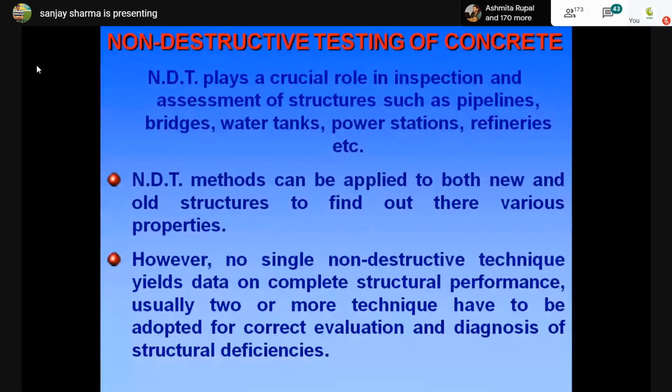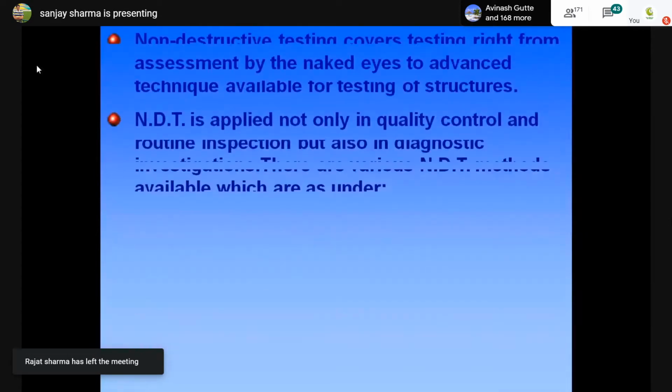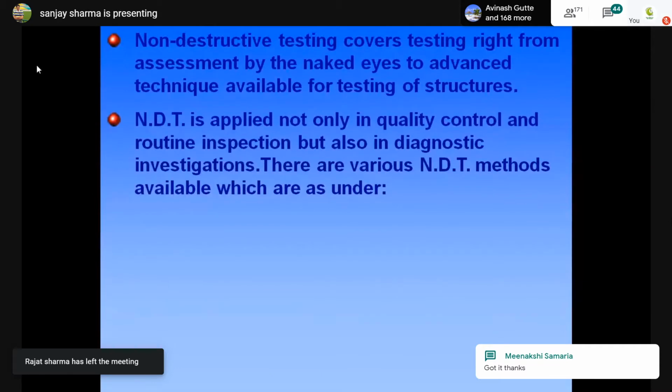But then I think we should be careful that not a single equipment can give you the complete structural performance data. So we may have to depend upon one or more than one technique for correct evaluation of the structure with respect to its quality and with respect to any deficiency that may have been there.